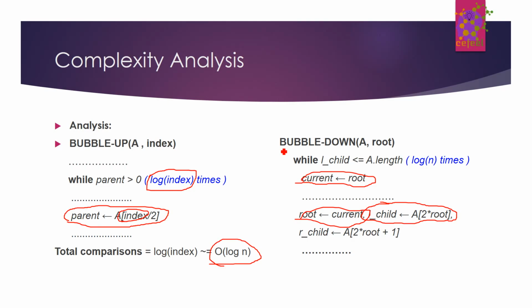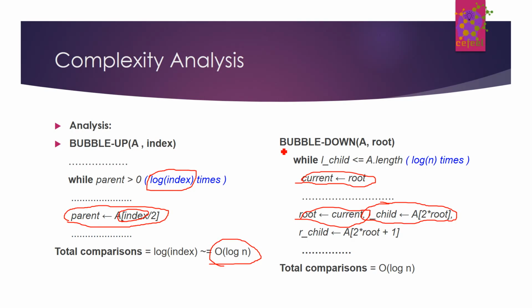But in the worst case, we will assume that the element traveled from the root to one of the leaves. So in this case, order log n comparisons were done, and hence in this case also the comparisons are log n. So in summary, bubble up is log n and bubble down is also log n.